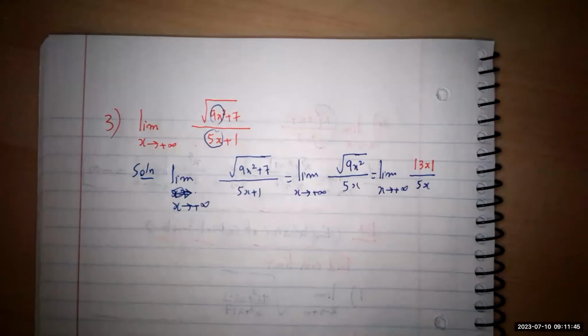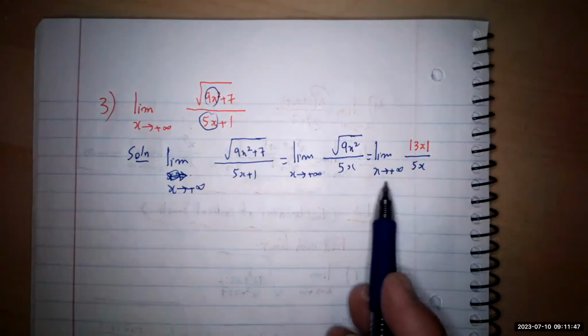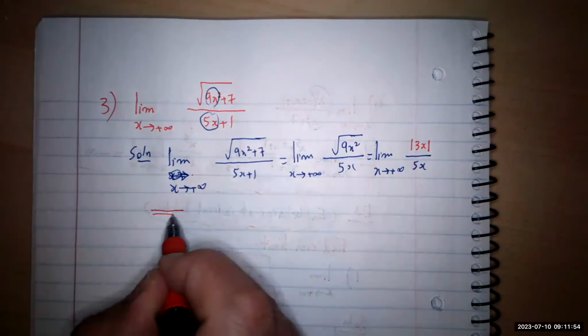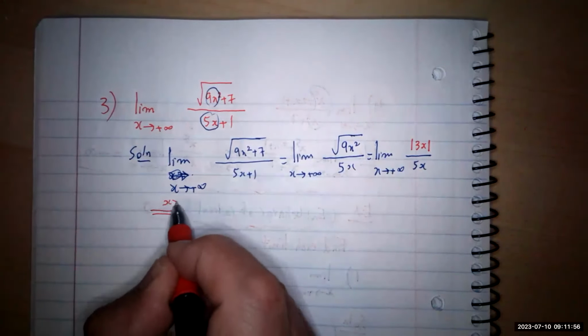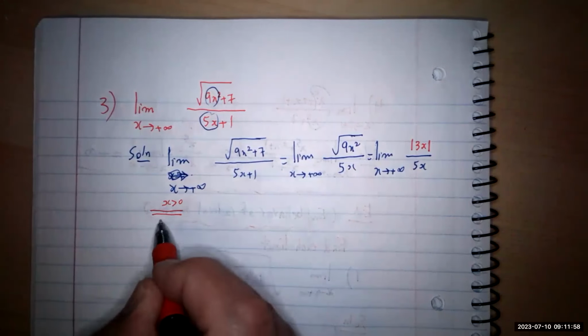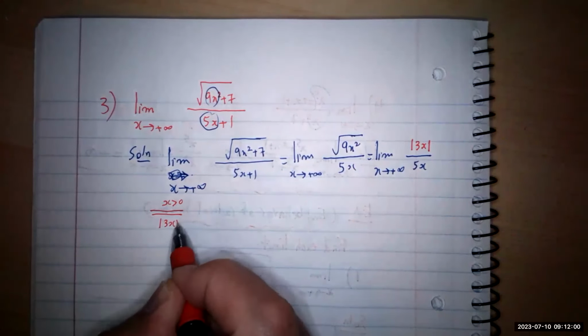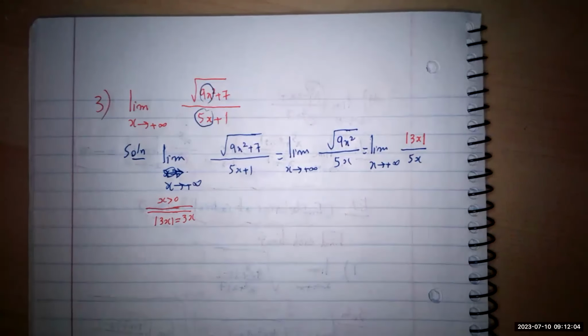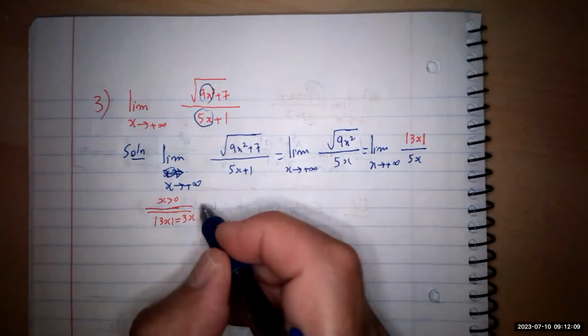Let's check to see what type of x you have, positive or negative. X goes to positive infinity, so x goes to positive infinity means x is positive. Remind yourself, you don't have to write this, I just write it down. X is positive, so the absolute value of 3x becomes 3x only. So the result is going to be what?